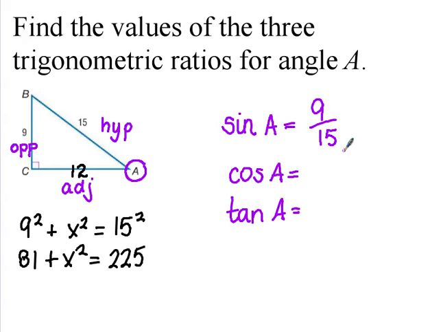What about cosine? Cosine is what over what? Adjacent over hypotenuse. So if you have them labeled, it makes your life a lot easier because you can see adjacent is 12, hypotenuse is 15. Okay, what about tangent? Opposite over adjacent, which is 9 over 12. Very good. So that's all you're doing. Think you can handle that? No, I do not want you to reduce them. I want you to leave them as they are.